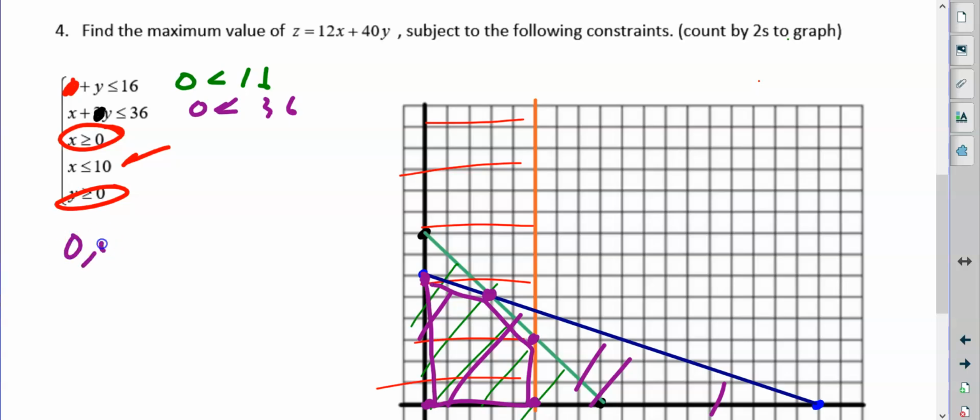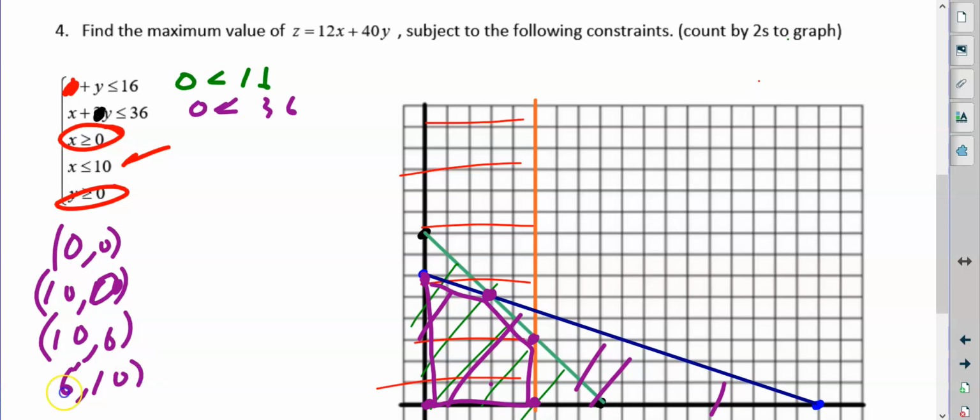So what are those points? 0, 0. And we're counting by 2. So 2, 4, 6, 8, 10, 0. 10, 2, 4, 6. 2, 4, 6, 8, 10. 6, 10. And 0, 2, 4, 6, 8, 10, 12. And we're plugging into here.